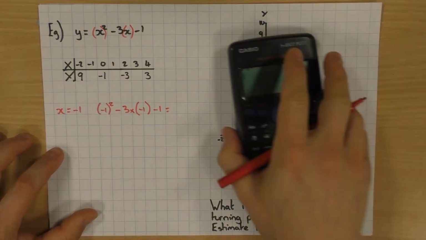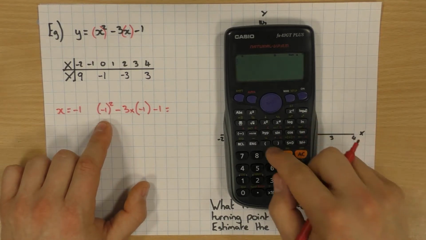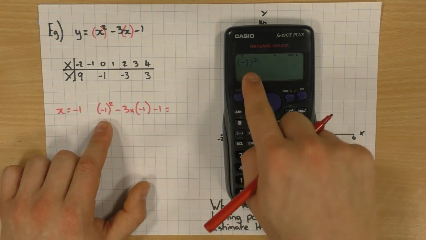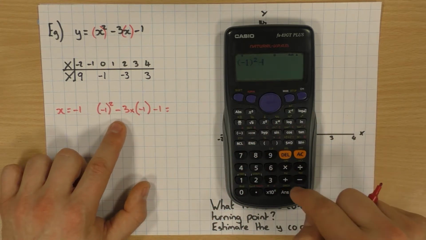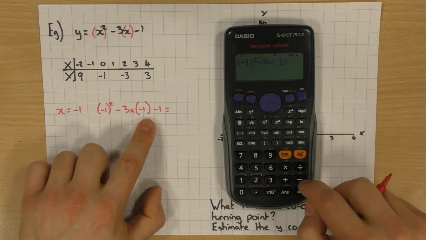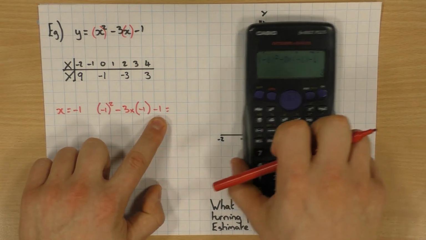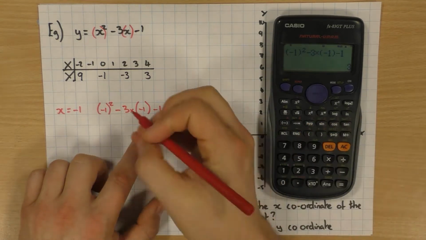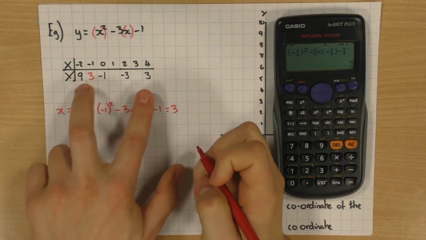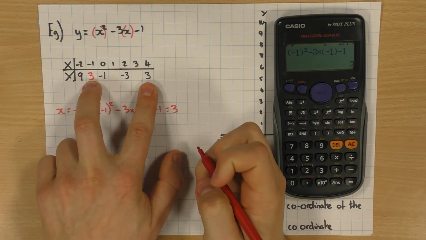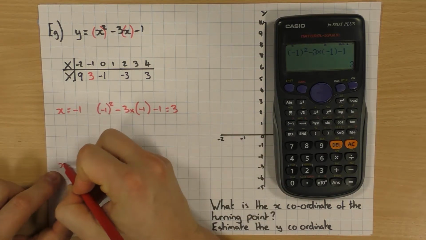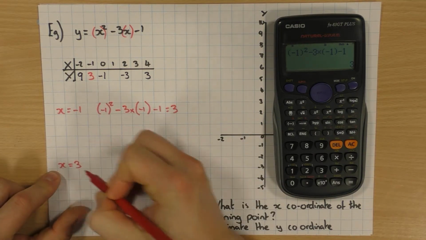So again, stick it in your calculator, or do it by hand. I was doing calculator again, just to show you. So I've got my minus 1 in brackets and then the squared, minus 3 times, and again in brackets, minus 1, and at the end, minus 1. And if you put all that in, you should have 3. So automatically, I'm seeing I've got a 3 and a 3 here, so I'm going to assume that's going to be minus 1. So let's do that now, just to double check.